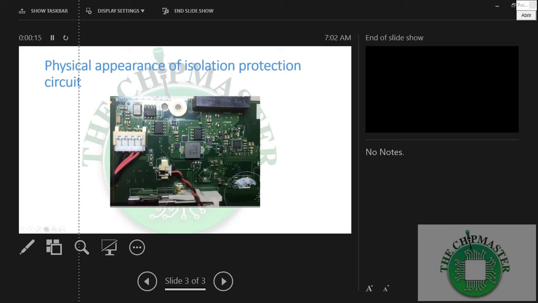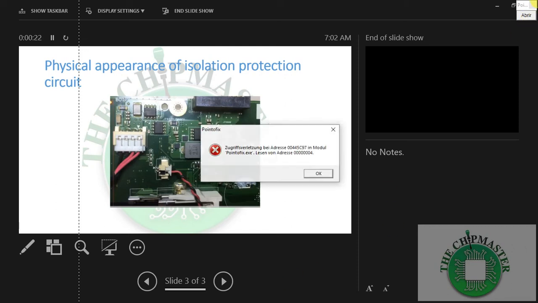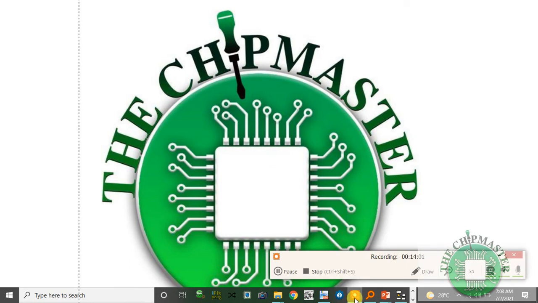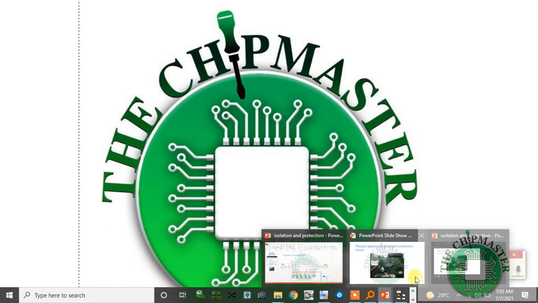And as you can see on the image, here we have an isolation and protection. This is the adapter. This is the battery connector. So as you can see, the voltage is flowing. Hold on, let me pause. Okay, yes. All right, so this is the isolation and protection. Let me pause and get my pointer.